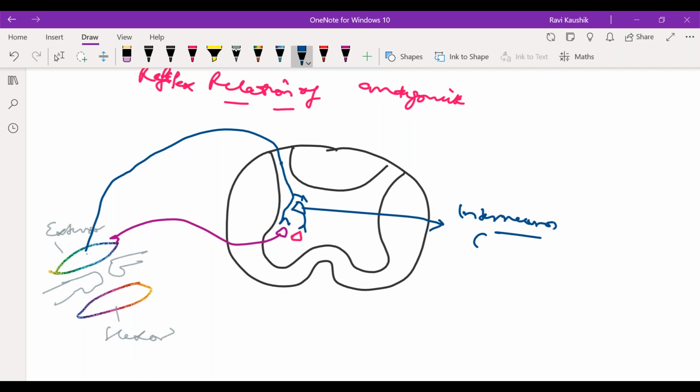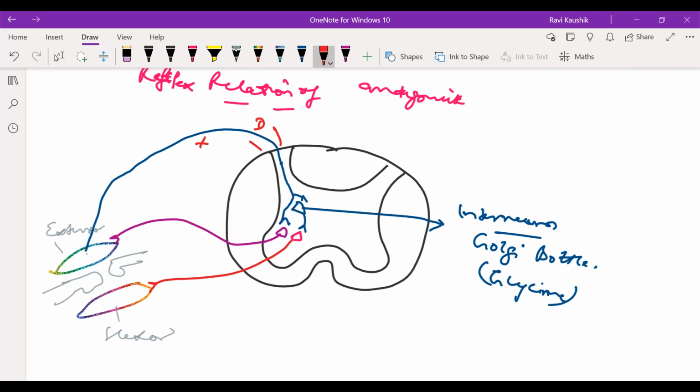The name of this interneuron is Golgi-Wattle neuron, right? And what does this release? This releases glycine. Okay. So let us say this was a positive signal which was coming, and this here is the DRG, basically the dorsal root ganglion, right? This is the dorsal horn. The signal is coming via here. It is going into the dorsal horn and it's coming on the ventral aspect.